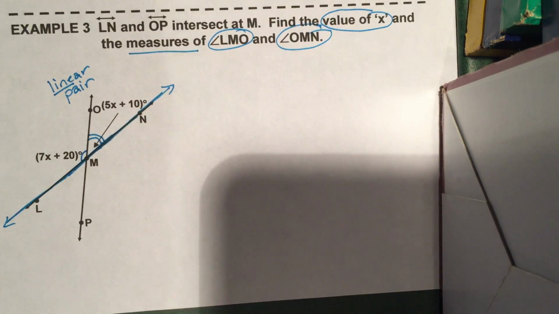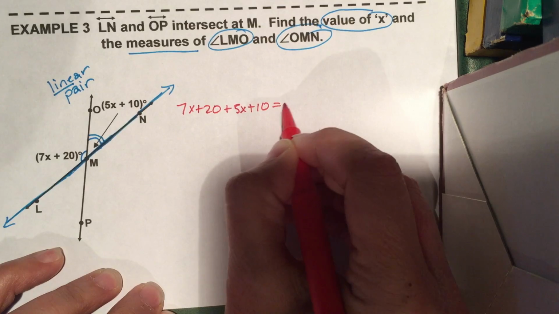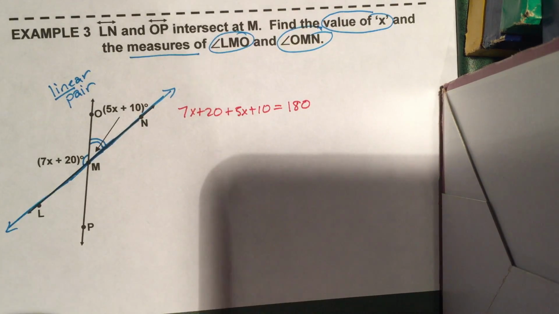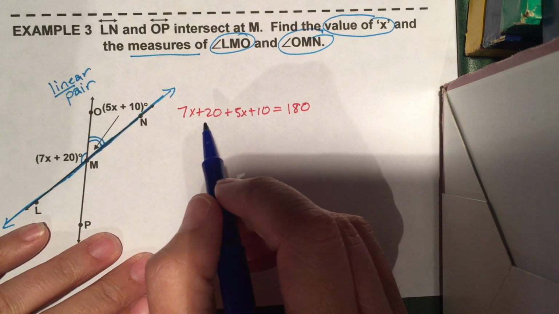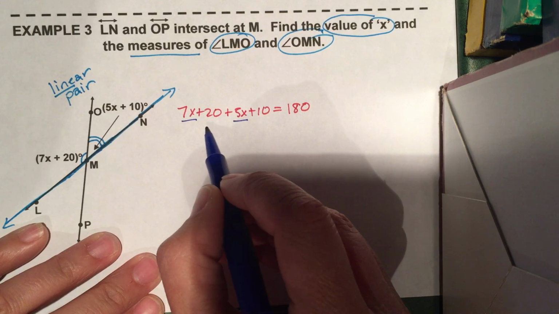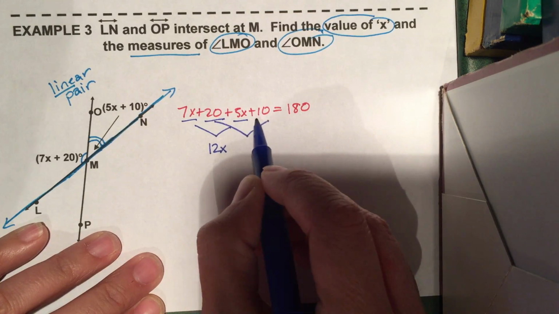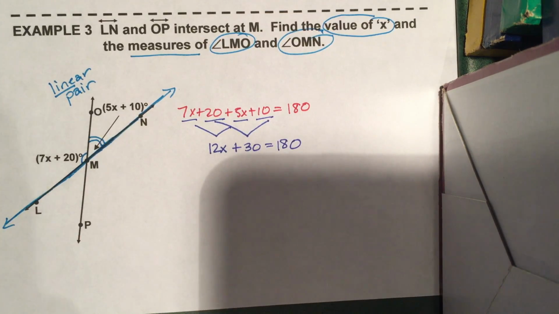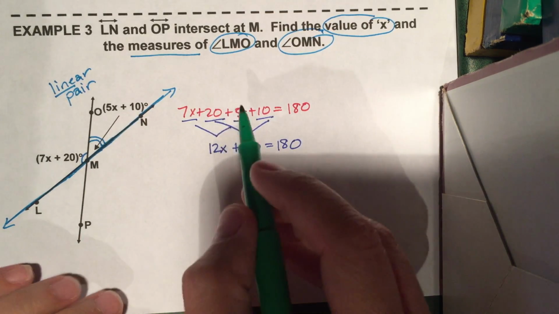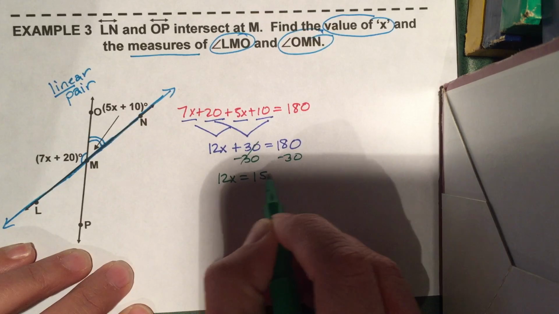So all I have to do is set up an equation that reflects the 180 as the sum. So 7x plus 20 plus 5x plus 10 is going to equal 180 degrees. I'm going to look at the like terms. So I've got a 7x and a 5x. I can combine those, and that's 12x when I add them. I've got a positive 20 and a positive 10. That gives me 30. So 12x plus 30 equals 180. Again, we're just moving along with the sequence of your algebra. Now I'm going to move the 30 over. So 12x equals 150.